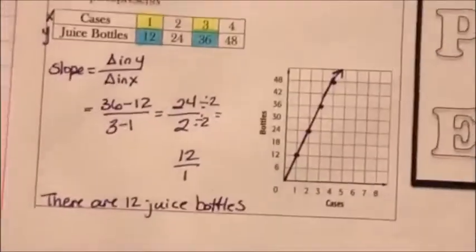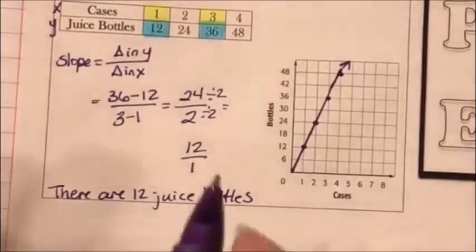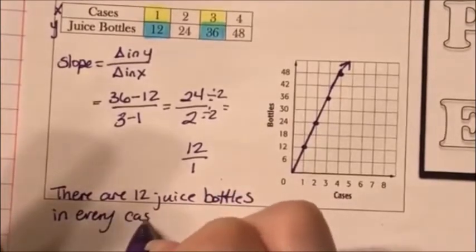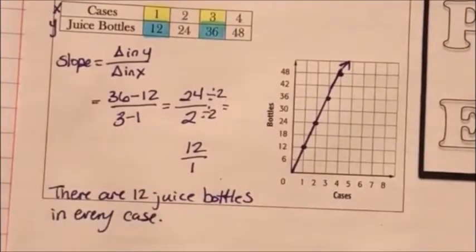Okay, this tells me there are 12 juice bottles in every case. This tells me there are 12 juice.